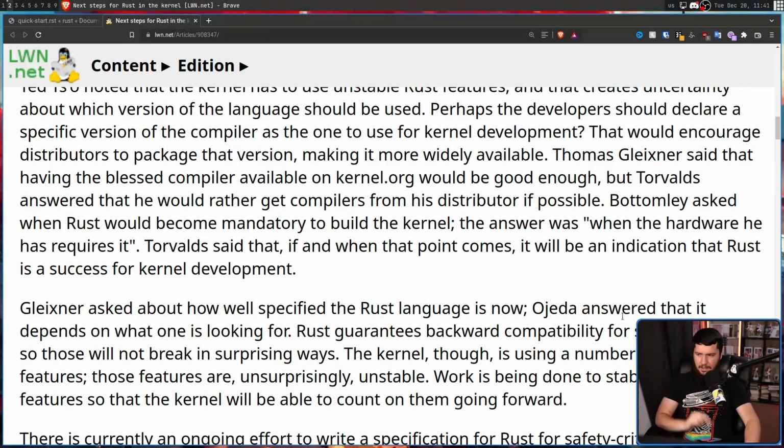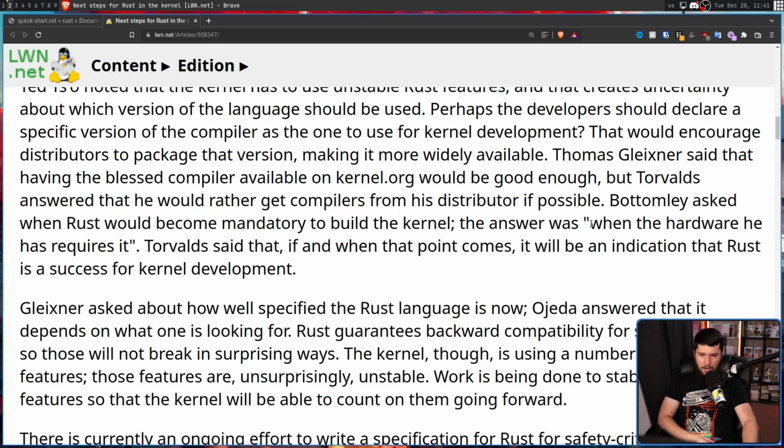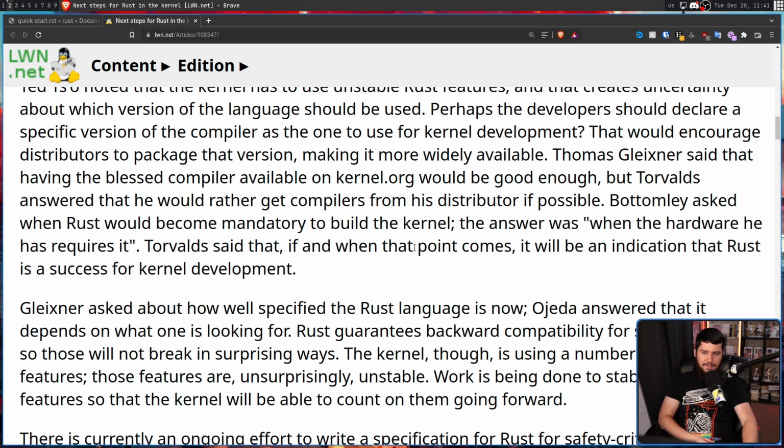Now, going all the way back to September, at the 2022 Linux Kernel Maintainers Summit, Torvalds was asked this: when would Rust become mandatory to build the kernel? And his answer was very simple: when the hardware he has requires it. If and when that point comes, it will be an indication that Rust is a success for kernel development. This point may never happen.